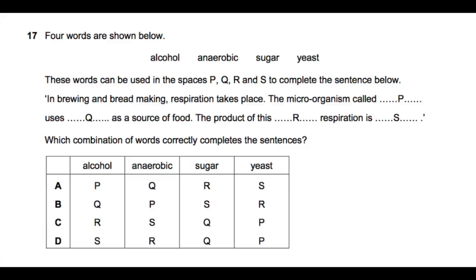Four words are shown below: alcohol, anaerobic, sugar, and yeast. These words can be used in the spaces P, Q, R, S to complete the sentence below. In brewing and bread making, respiration takes place. The microorganism called yeast uses sugar as a source of food. The product of this anaerobic respiration is alcohol. Which combination of words correctly completes the sentences? The answer is D.